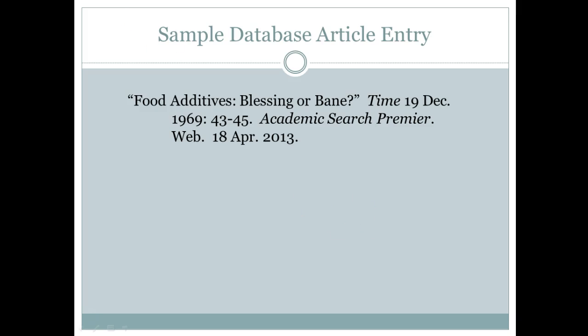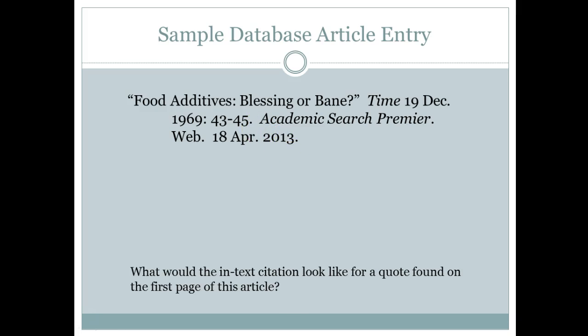So here's an example. I'm missing an author here. Start right with the title. Time Magazine, the day it's published, original pages. Academic Search Premier, that's the database I found it on. Web, and then the date that I found it. So if I want to do a quote found on the first page of this article, what would my in-text citation look like?